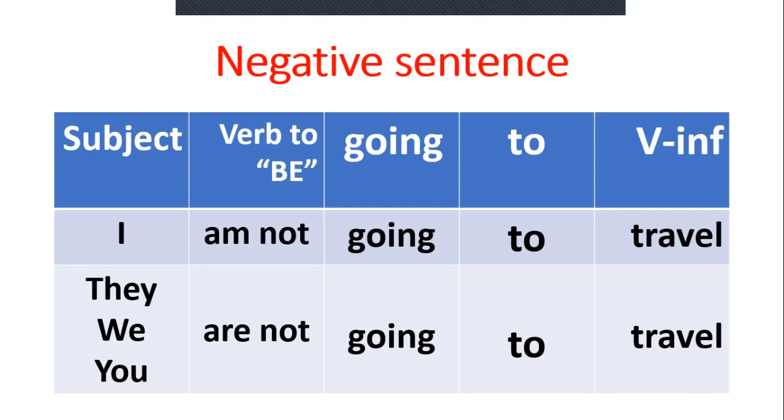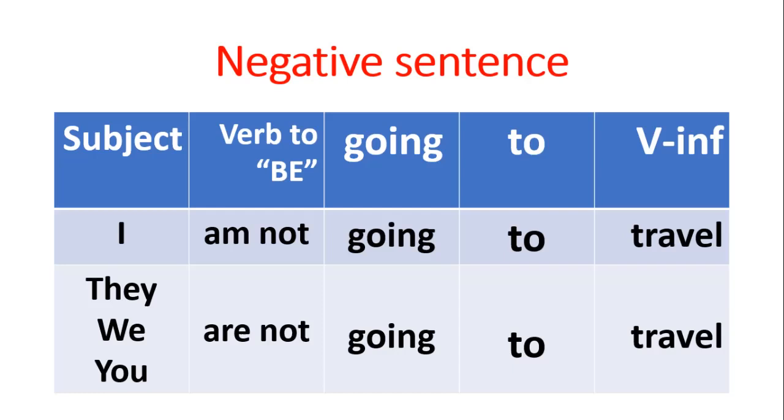Okay, my students, take care here. If I want to make a negative sentence, we must use not after verb to be: is, am, are. I can say he is not going to travel, or he isn't. He isn't going to travel. Also, I am not, or they aren't going to, we aren't going to, you aren't going to.